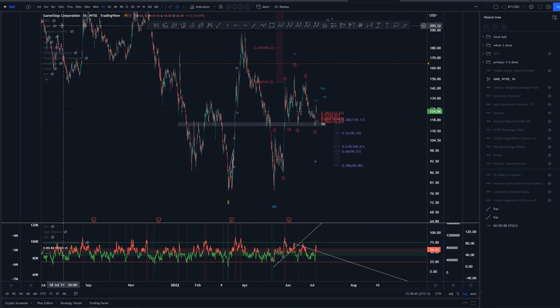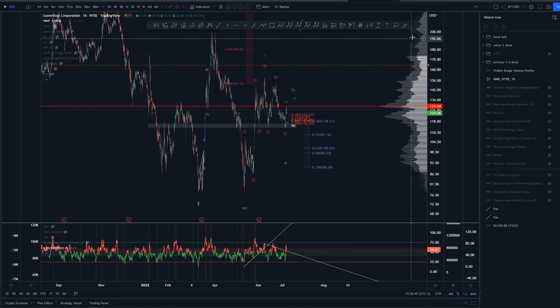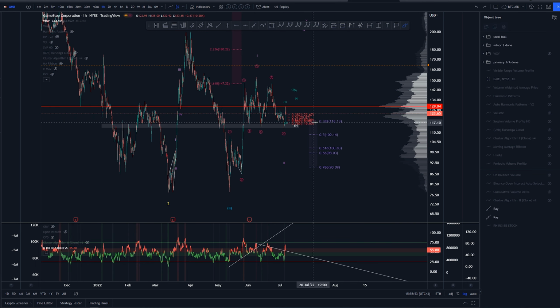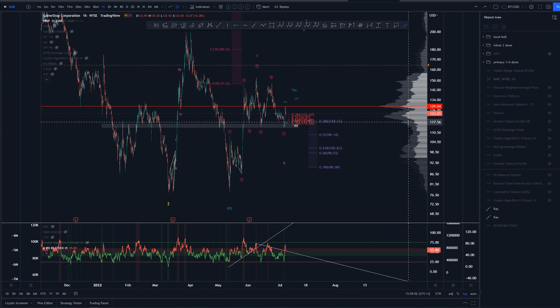Let's take a look at what do we have here on the... It is not the point of control. We actually did hit the point of control right here with this wave 1, or possibly wave 1, and then we do have that volume node here where we have the start of this support and resistance area here. So that is a very interesting area.